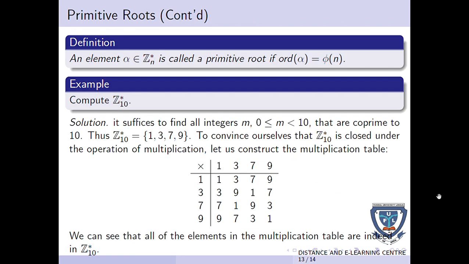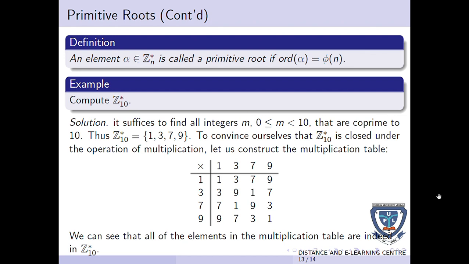Now, let's continue. An element alpha in Z star modulo n is called primitive if the order of alpha is equal to phi of n. Now, compute Z star modulo 10. It suffices to find all integers m lying between 0 and 10 that are coprime to 10. Thus, the elements will now be 1, 3, 7, and 9.